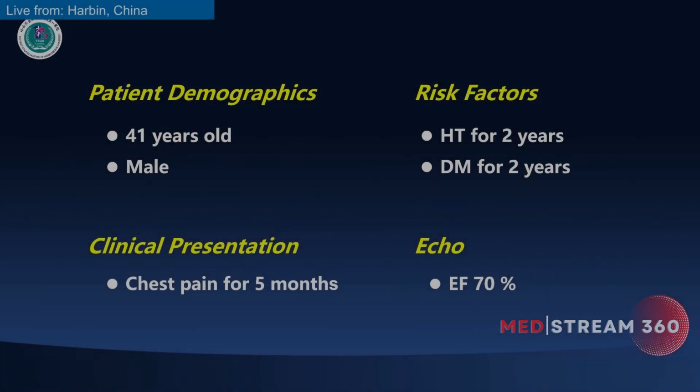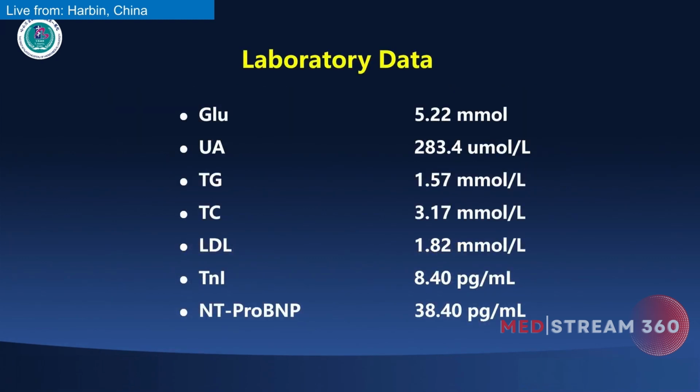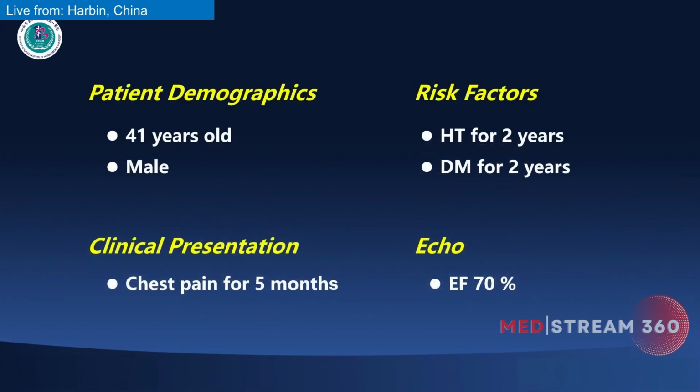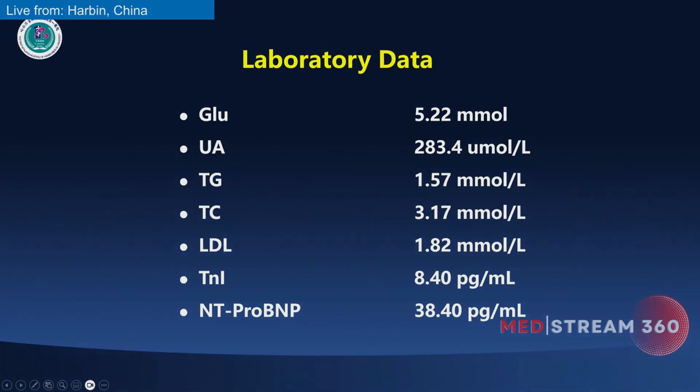This is a 41-year-old male who has suffered from chest pain for 5 months. Risk factors are hypertension and diabetes for two years. Ejection fraction is 70%. Laboratory data are almost normal.